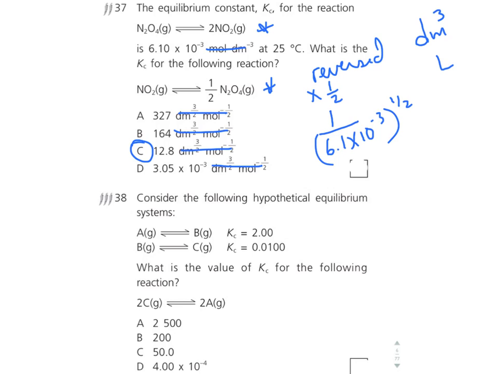Alright, this question's a little bit more involved. First of all, we want to treat this sort of like a reaction mechanisms question. I'm looking for the equation 2C becomes 2A, and I'm going to see how I can obtain that by manipulating the two equations earlier. So the first thing I'll notice is I want two C's, and I want them as a reactant.